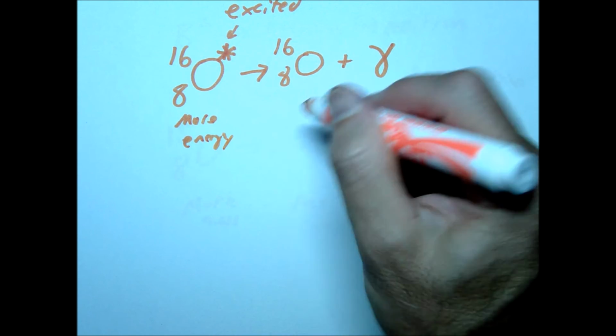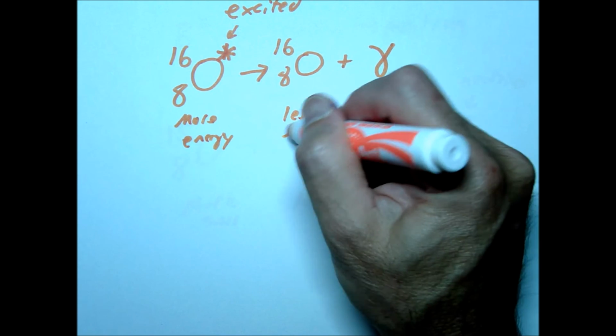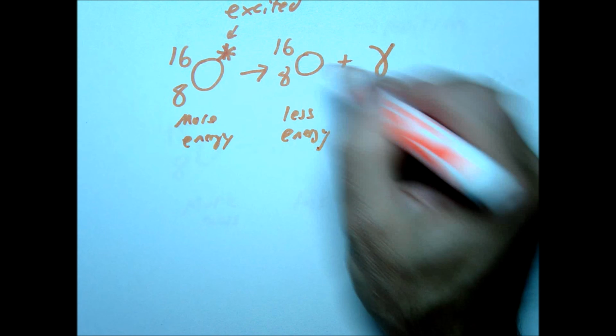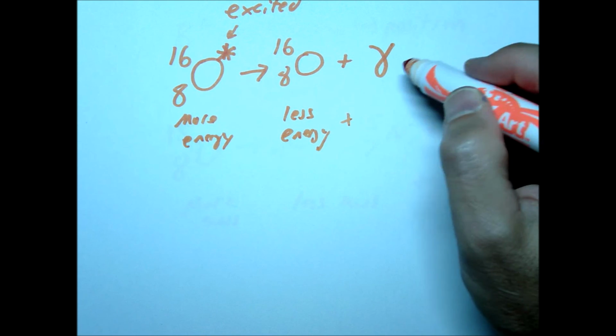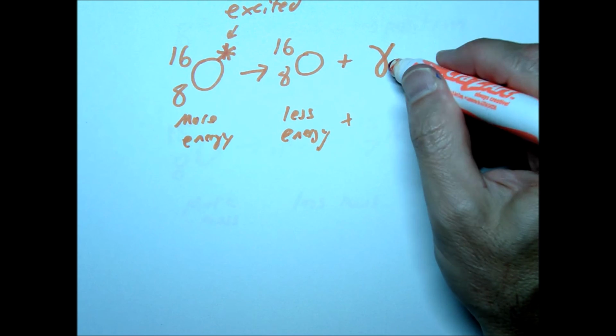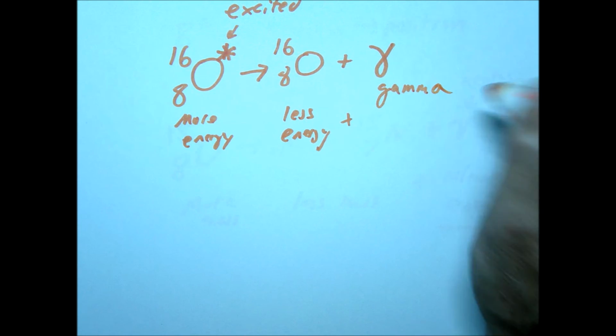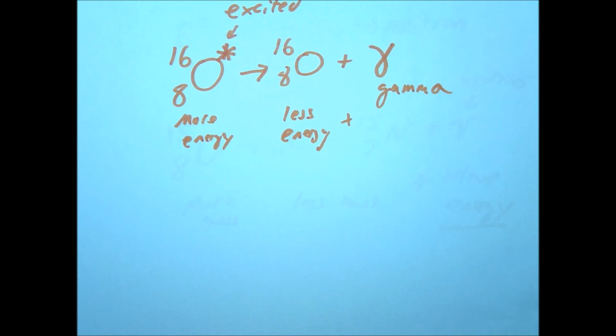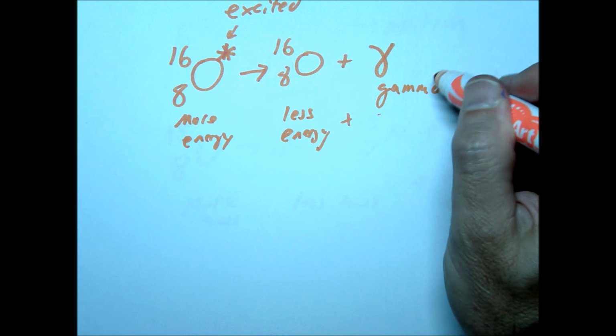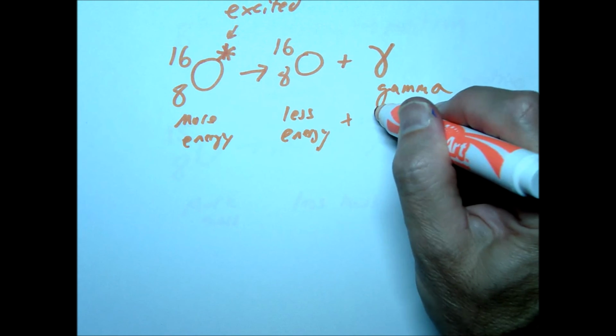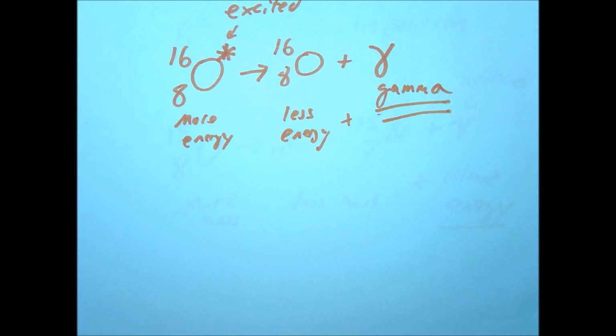So we're starting with more energy. Instead of mass, we're talking about energy here. We end up with less energy in the oxygen, and so that extra energy gets released as a gamma particle. And the gamma particle, it's just a photon, so it's just an electromagnetic wave. It's a photon, and whatever energy is left over, it's going to turn into this. Okay, so hope that helps.